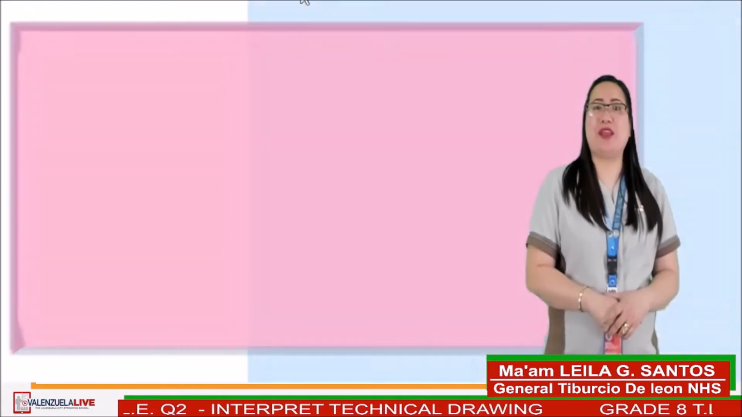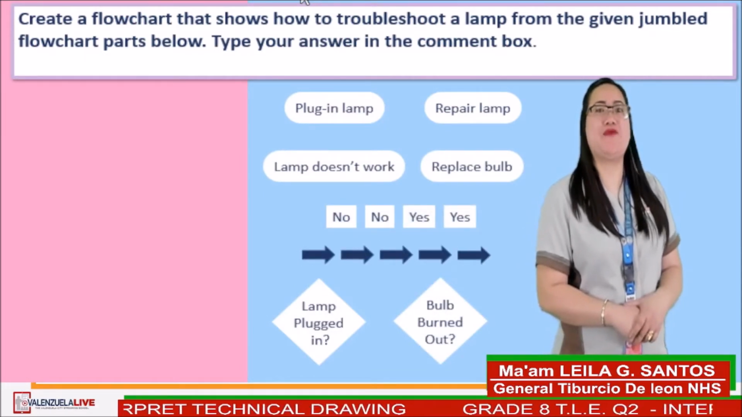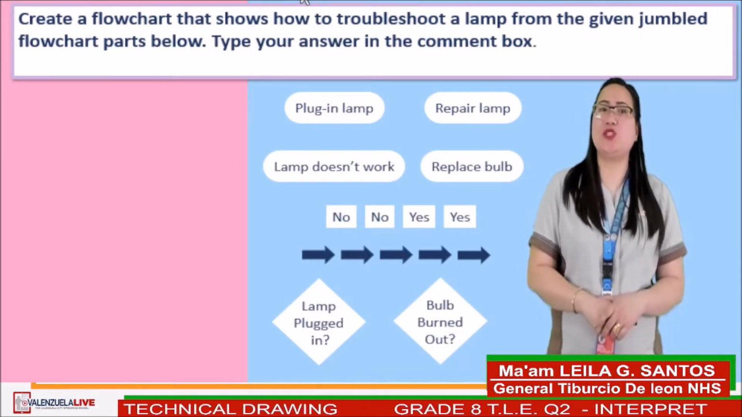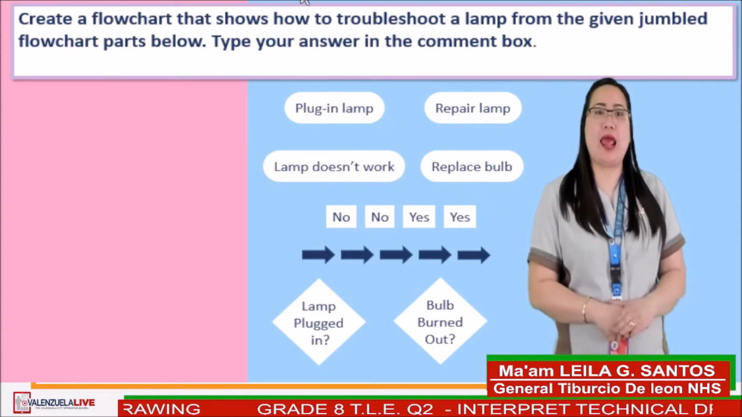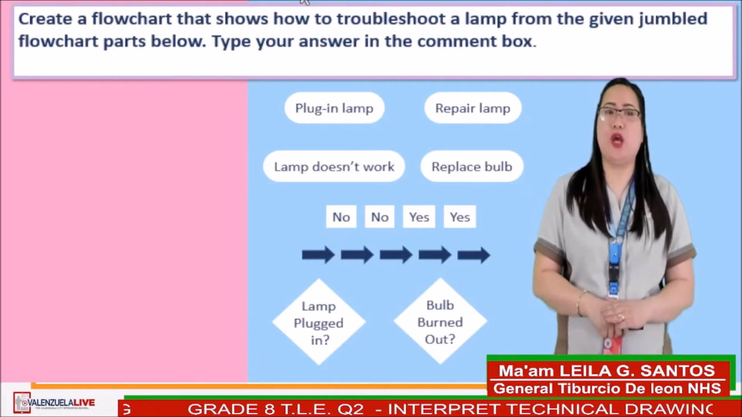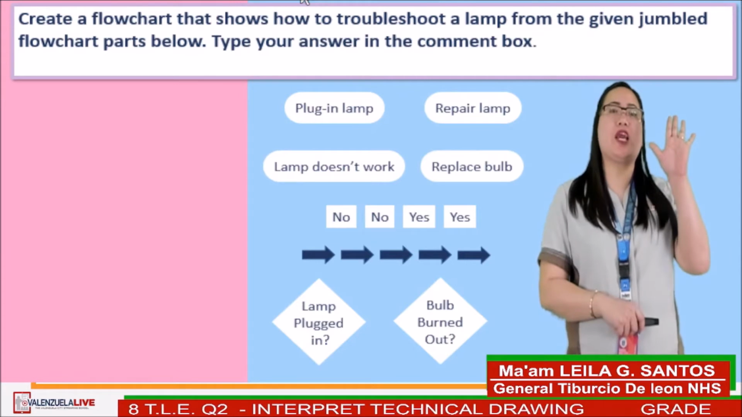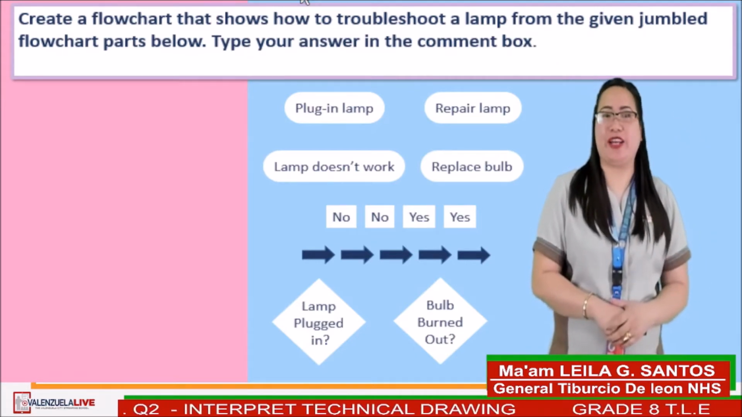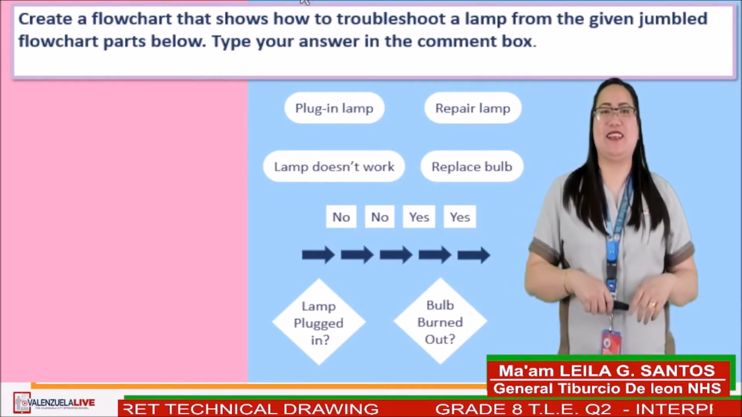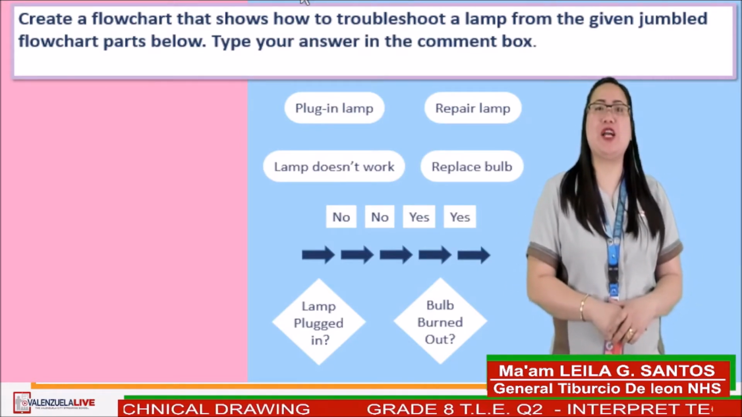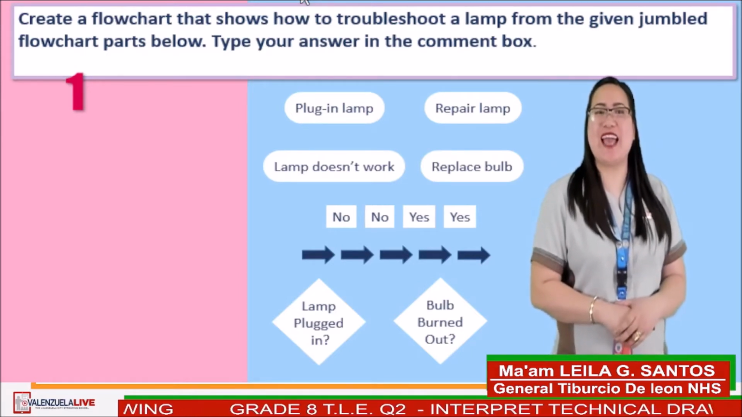And now, my dear learners, let me see how far you know about creating a flowchart. Let us try to create a flowchart that shows how to troubleshoot a LED lamp from the given jumbled flowchart parts below. You have only 5 seconds to answer each part. You can type your answer in the comment box. Alright, let's start with the first procedure. Your timer starts now.